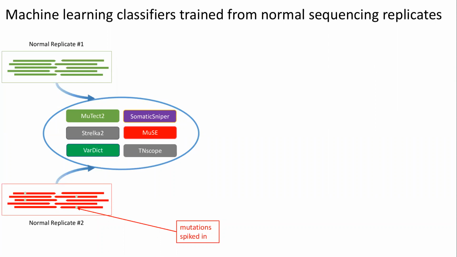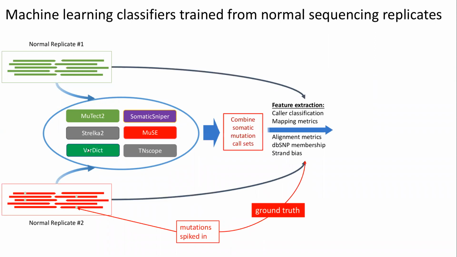Then we will just run a tumor normal workflow with the same 6 mutation callers that we have used. Then for the mutations that we have spiked in, if they're discovered, and most of them are, then they will be labeled as mutations, right? They will be labeled as 1. And then everything else that we didn't spike in is labeled as a false positive, because we know that those are not somatic mutations. Those are two normal replicates where the only mutations are the ones we spiked in.